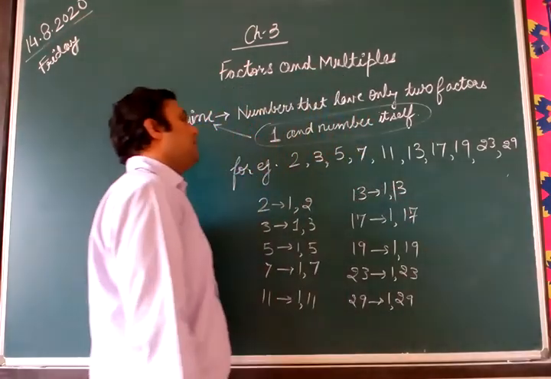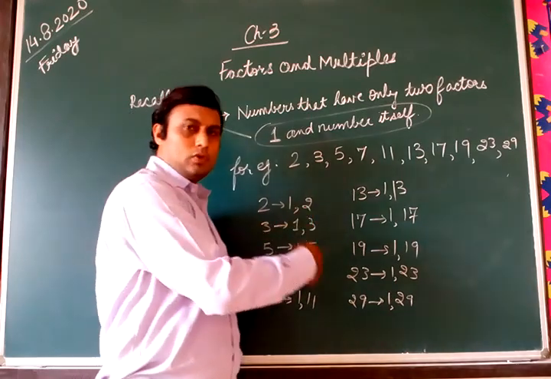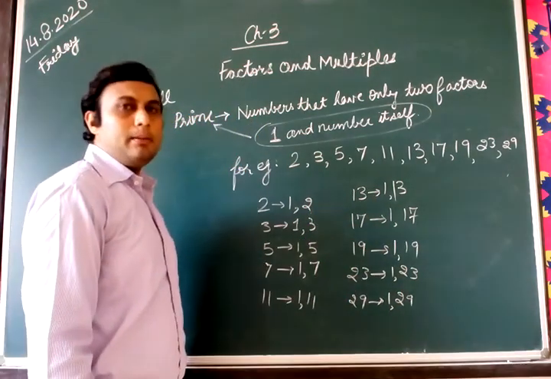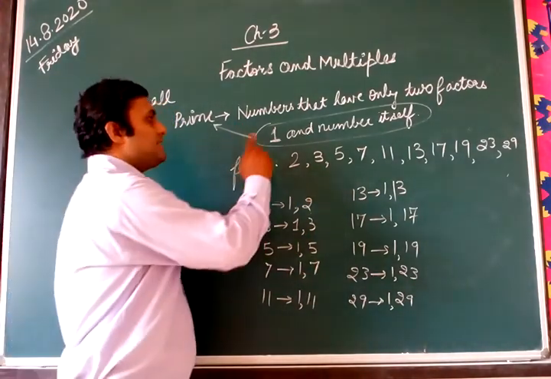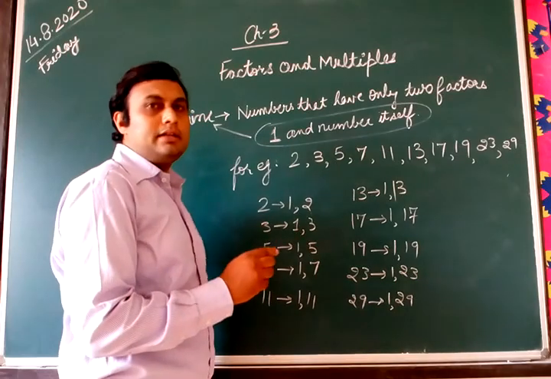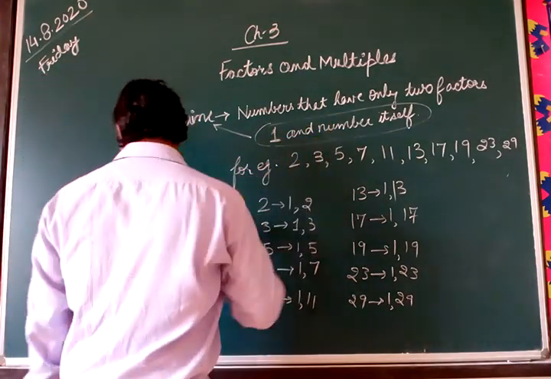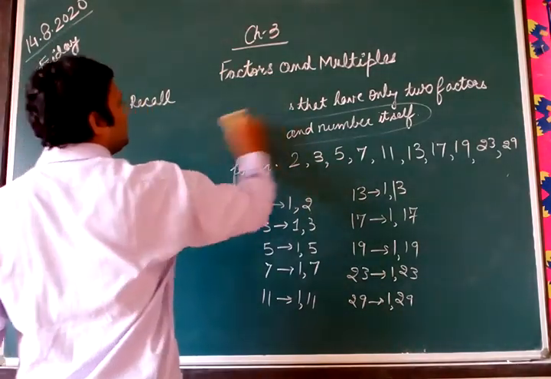These are all prime numbers. The list may go on to infinity, but here I have given you some examples of prime numbers. A prime number has only two factors: one factor is 1 and the other is the number itself. So this is all about the prime number.